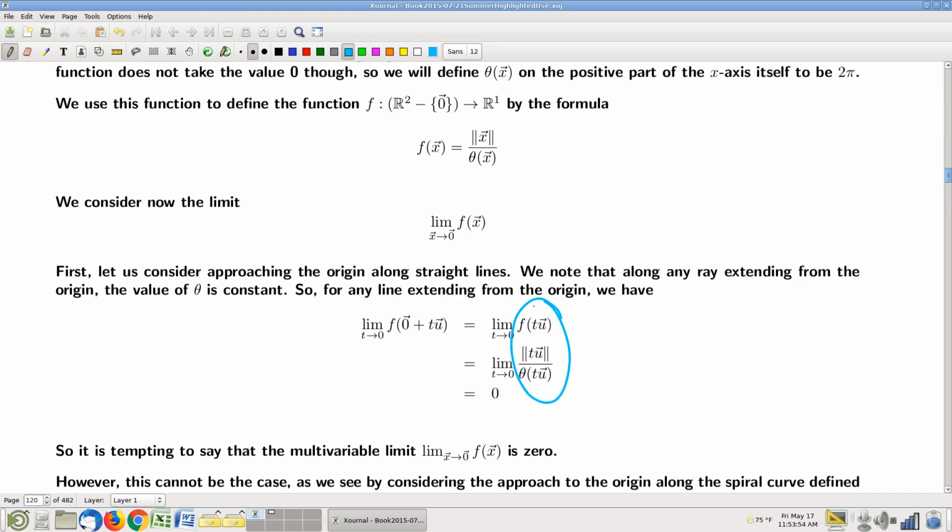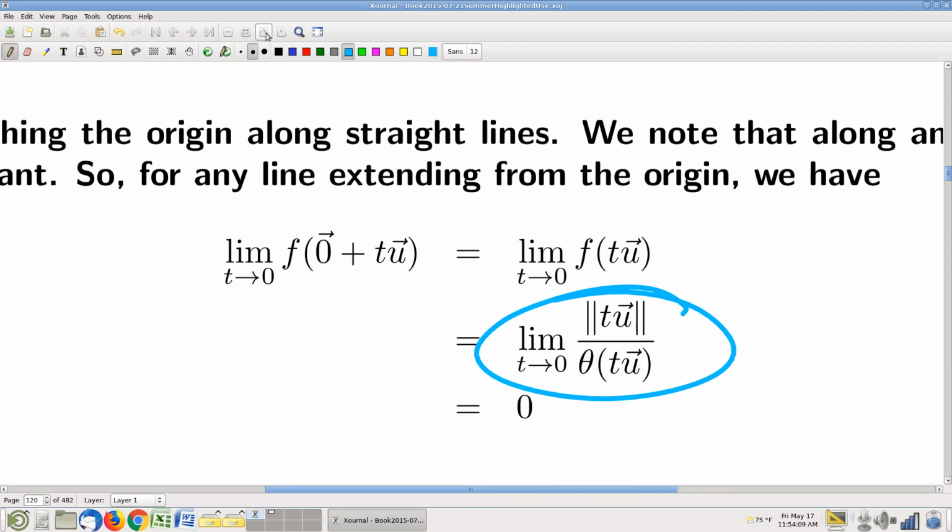Of course, f of tu is magnitude divided by angle. And let's think about the thing we're looking at here now. What happens as t approaches 0 to the magnitude of tu? Well, t is approaching 0. This vector is getting shorter and shorter and shorter. This distance is approaching 0. What's happening to this angle as t approaches 0? Well, as t approaches 0, we're getting closer to the origin, but we're staying along that same line. The angle's not changing at all. So this denominator is constant. I don't know which constant it is, but it's somewhere between 0 and 2 pi. Who really cares? It's constant. The numerator is approaching 0. This limit is clearly 0.